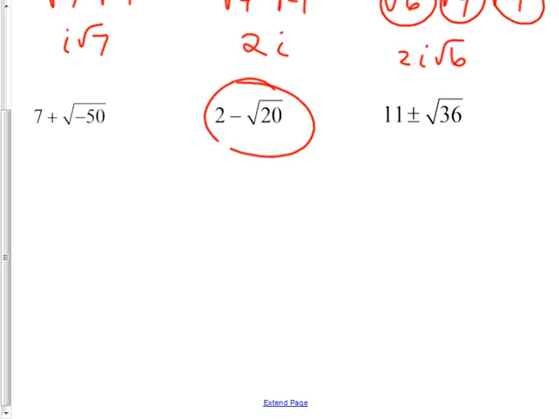Yes, yes, yes. Need an i in there and you'll have it. Yes.